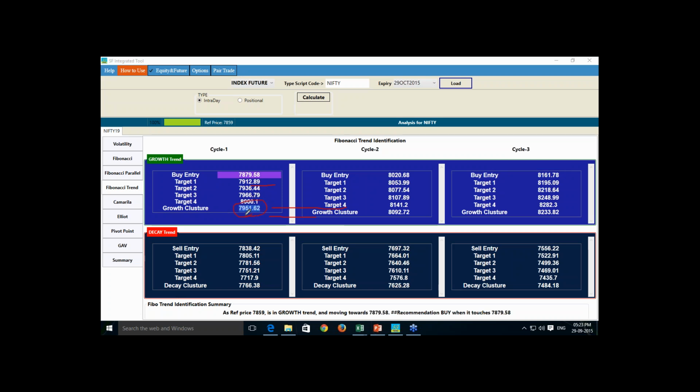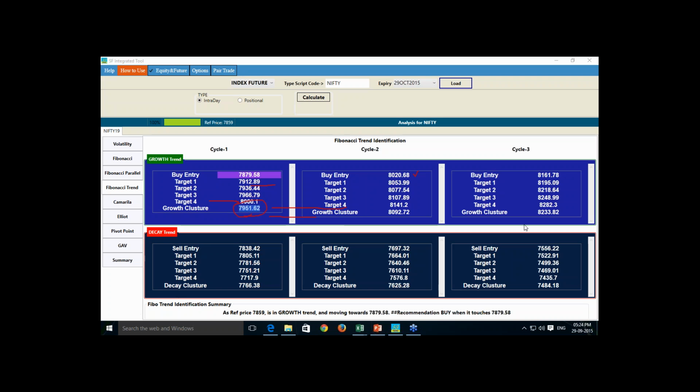Once I can penetrate this, I can move to 8,000, and if I can successfully penetrate this 8,000 level, then my level will come from 8,020. Second cycle will start, which has the potentiality to take me to 8,141. So we have just modified it by adding the cluster. We have modified with some of the logics, but the base principle for all these developments is volatility, or one standard deviation.